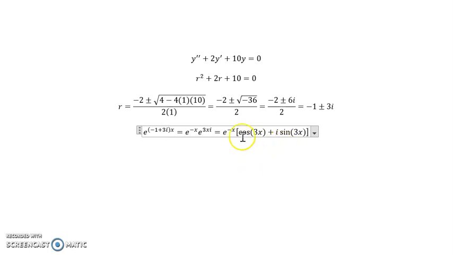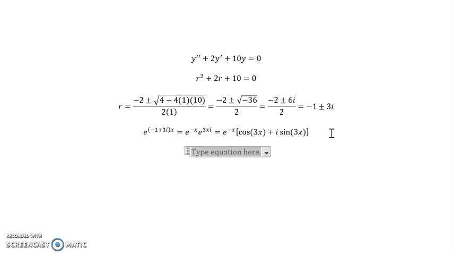Now, e to the -x cosine 3x will then be one solution, and e to the -x sine 3x will then be the other solution. The i can be absorbed into the constants. And the only difference between the positive root and the negative root is that you will get a negative sign in here. So we can ignore this.